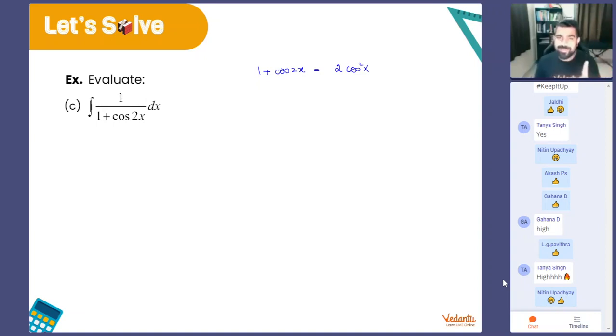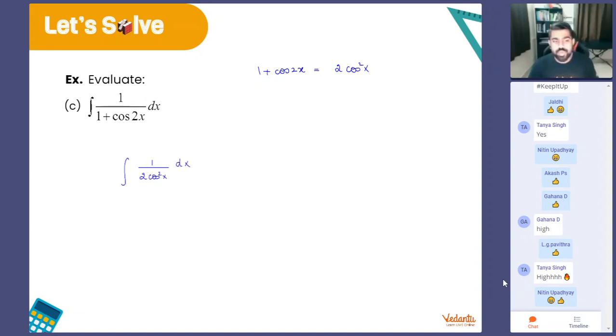Trigonometry is very important, people. It is indirectly used heavily in calculus. So you need to be really strong in trigonometry. Make sure you are revising the formulas. Got it? So now once you do that, it becomes a piece of cake.